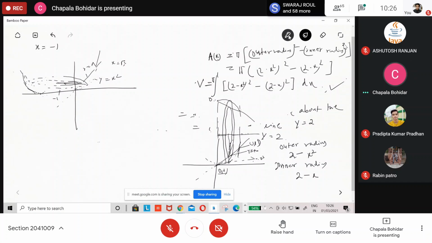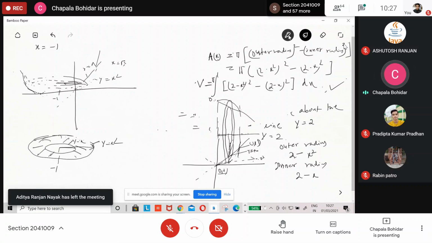So the outer radius, it is a circle like this. I'm doing it here. So this is the inner radius. Here this is minus 1, and this is the outer radius. This curve is y is equal to x square. This curve is y is equal to x. So it will form a washer. Now my aim is to find the area of this region. Okay, that will form a washer.